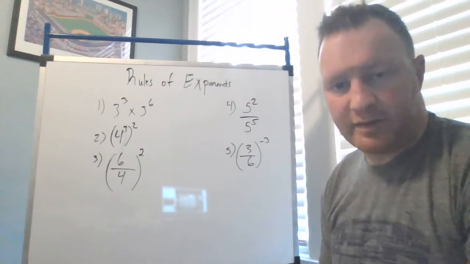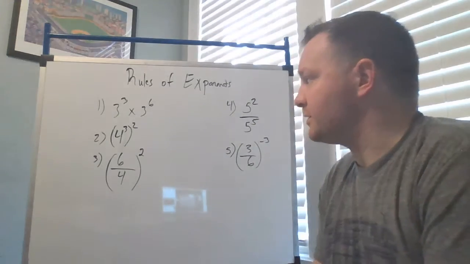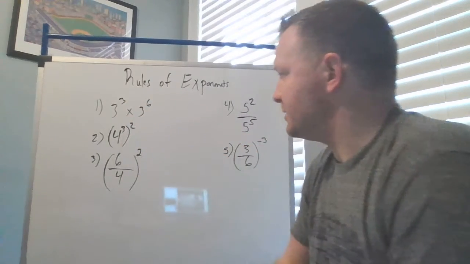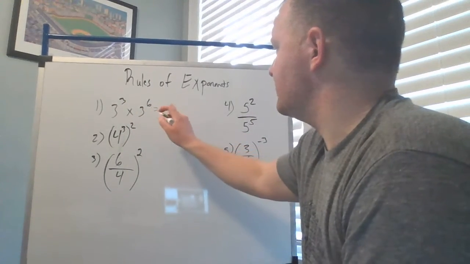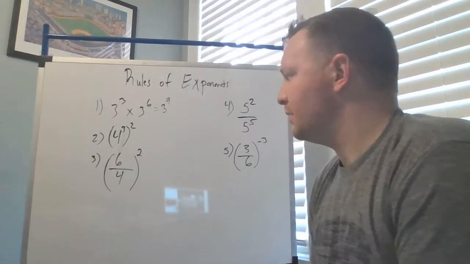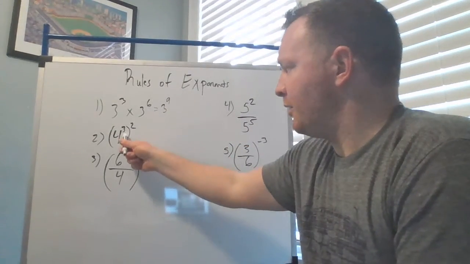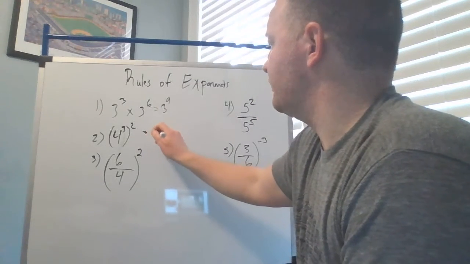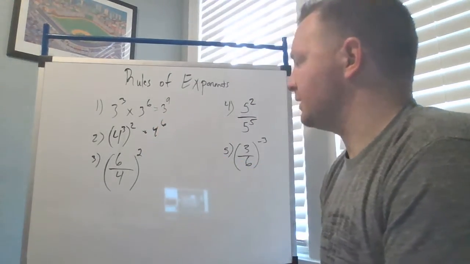All right, here are a couple examples. So first things first. If I got the same base but different exponents, I'm allowed to add the exponents. So this is equal to 3 to the 9th power. When I got a power to a power, I'm allowed to multiply the exponents. So this is equivalent to 4 to the power of 6.